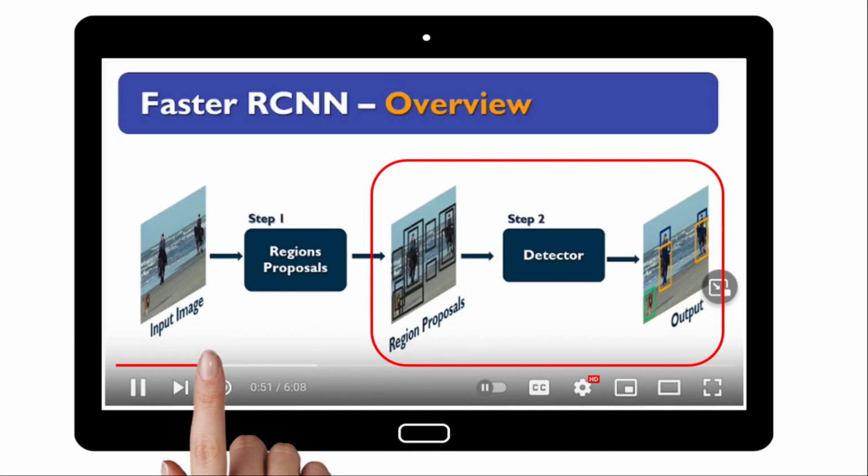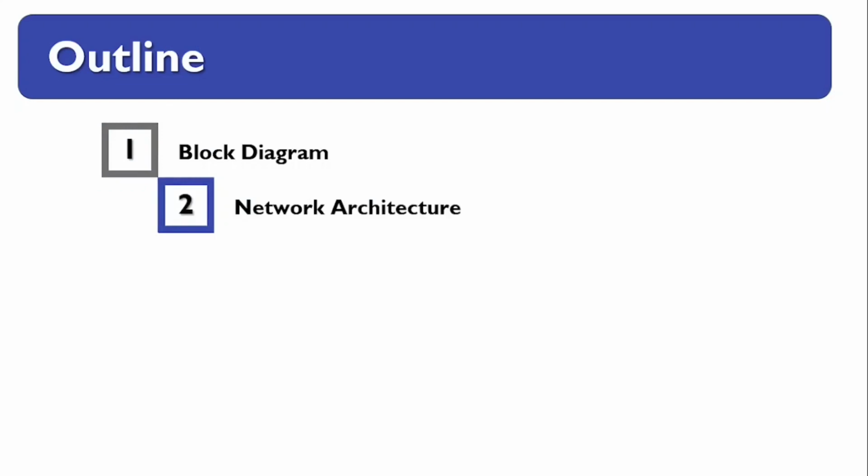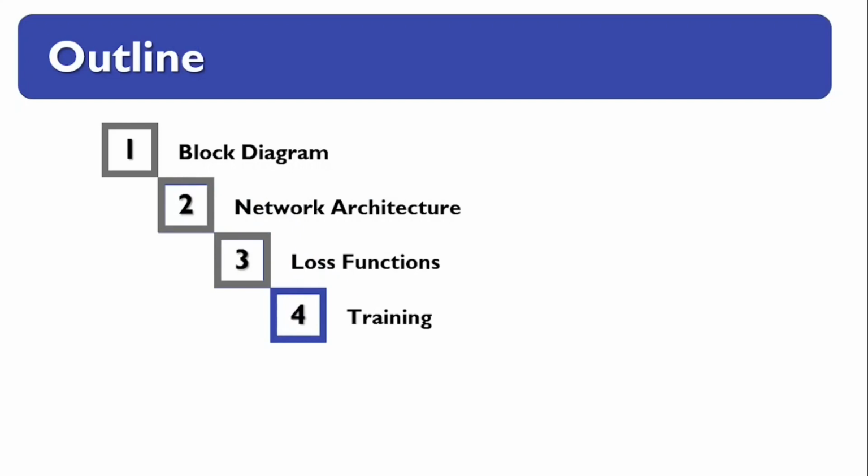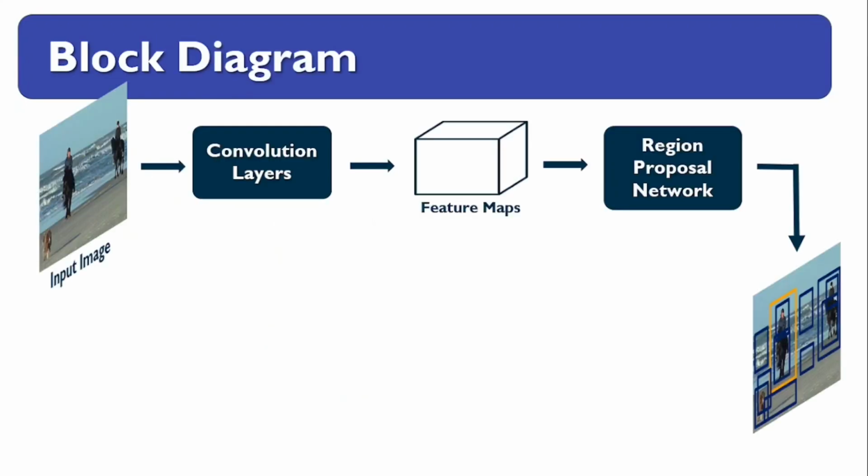So let's begin. The outline of this video is as shown here. We will first look at the block diagram, then we will look at the network architecture, then the loss functions, the training, and finally the testing. Well, if you have watched my previous videos, this slide may be a little repetition, but let's quickly go through it again to get the context.